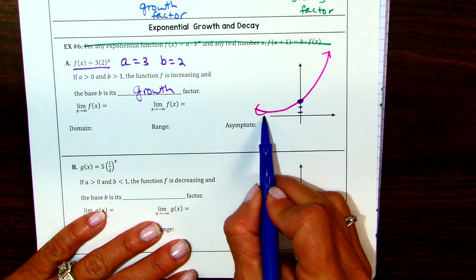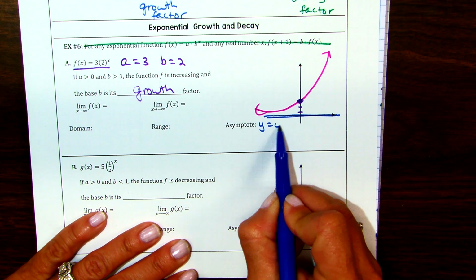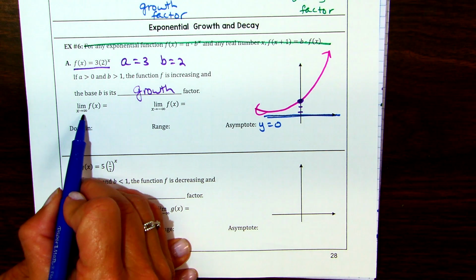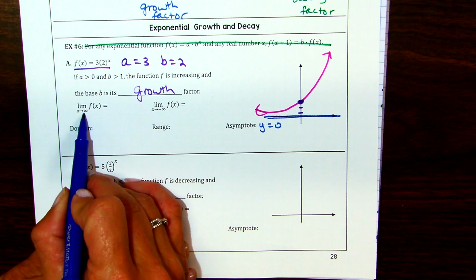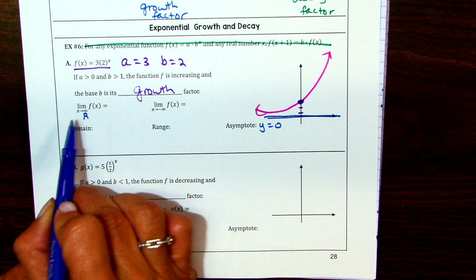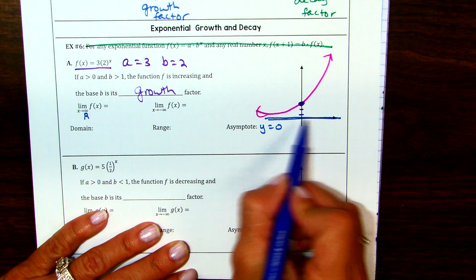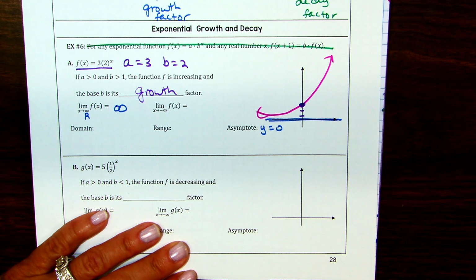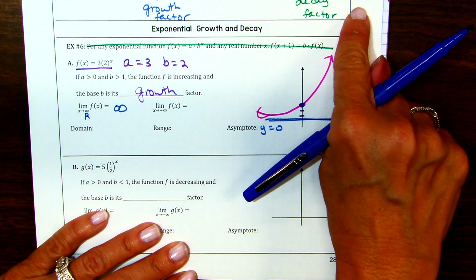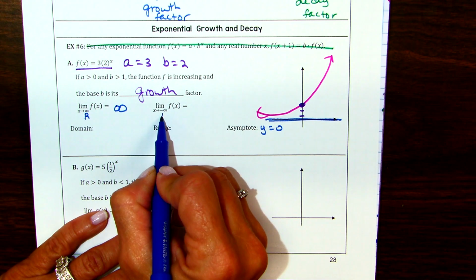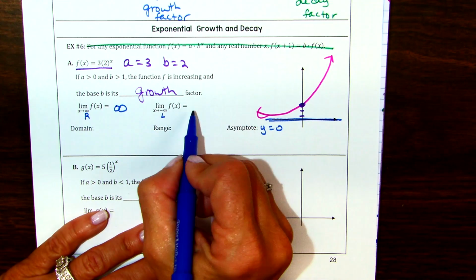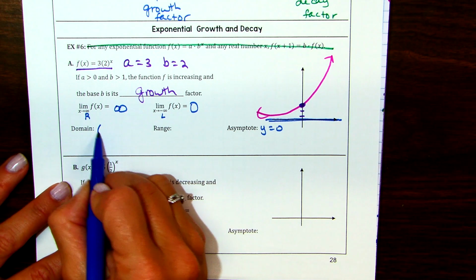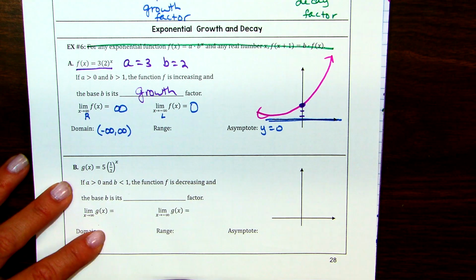Don't forget, we have an asymptote right here at y equals 0. Let's go ahead and fill that in. And let's do that end behavior. Notice the order they're doing this in. They put the positive infinity first. So just always read it carefully. Okay, so it's saying as x goes to the right, our y values are going up forever, right? And as our x values go to the left, what are our y values going towards? 0. Good. Domain on all of these are all real numbers, negative infinity to infinity.